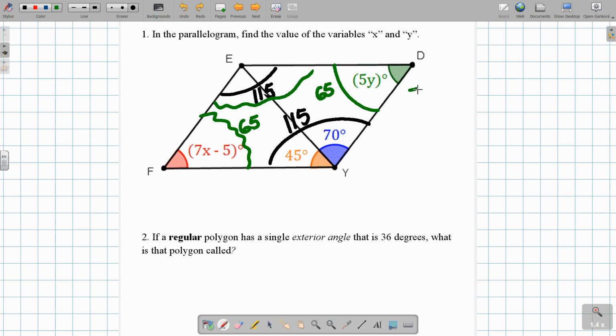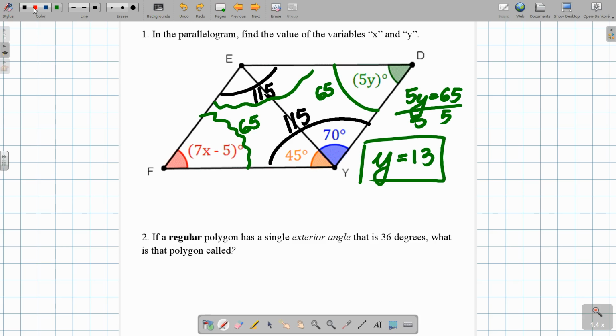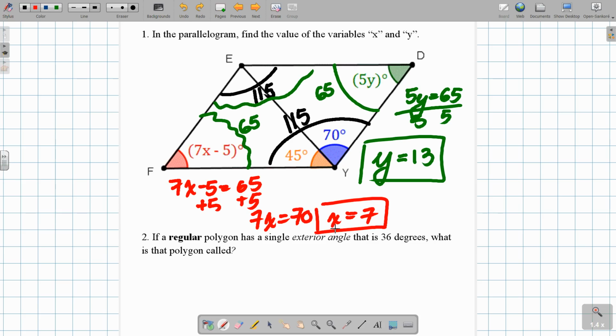Now you can find your variables. 5y equals 65. y equals 13. Right here we have 7x minus 5 equals 65. x equals 7. Double check your work. You should be correcting in a red pen.